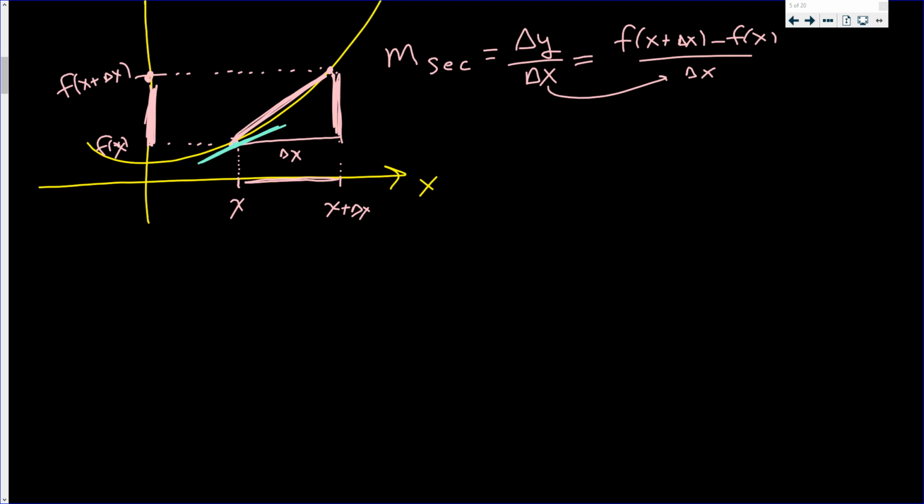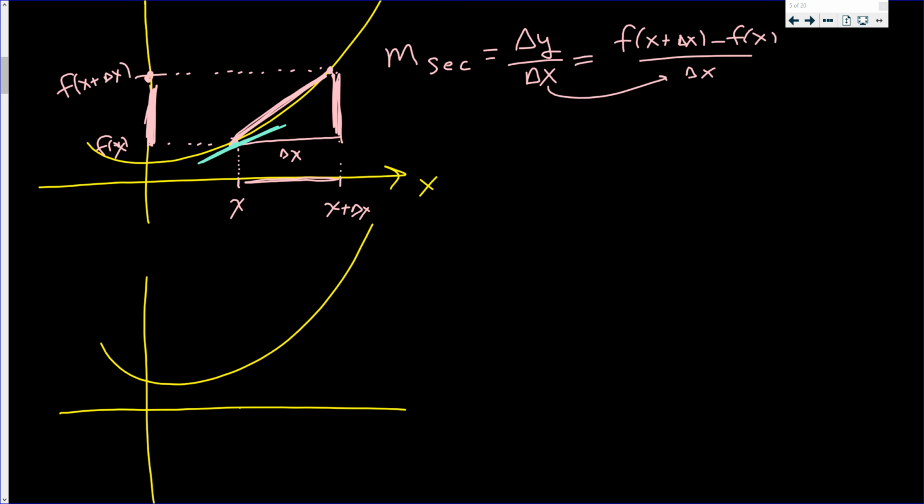So to the best of my ability, I'm going to try and draw the same exact graph. And here's x, and instead of delta x being this long, I'm going to make it a little bit shorter. I'm going to call that x plus delta x. So straight above here and across, that's going to be f of x right here, and straight up and across right here, that's going to be f of x plus delta x. Y-axis, x-axis. Now, if I were to connect these two points via a straight line, it would be like that. And like before, I can make a right triangle.